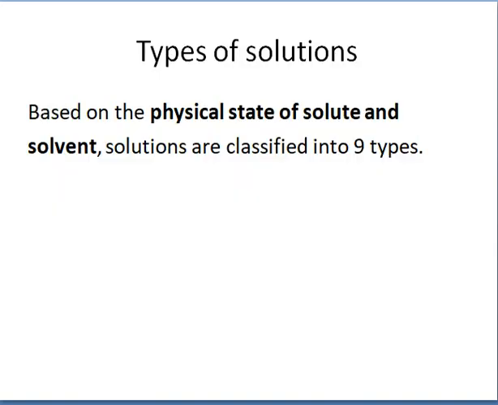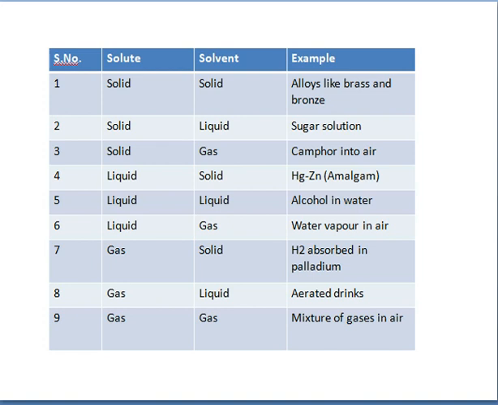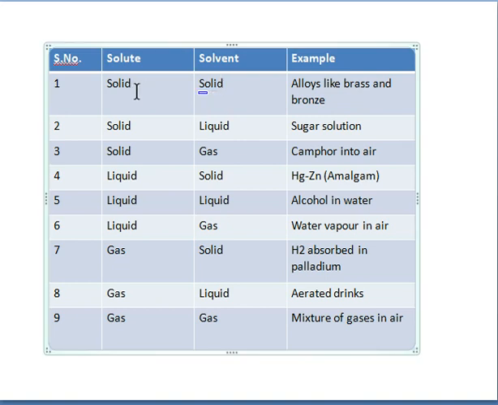So we are classifying the solution only based on the physical state of solute and solvent. First, the solute is solid and the solvent is also solid. The example for this type of solution is alloys. Alloys are made up of a combination of metals or metal with a non-metal. Examples of alloys are brass and bronze, which consist of many metals like copper, nickel, iron and so on.